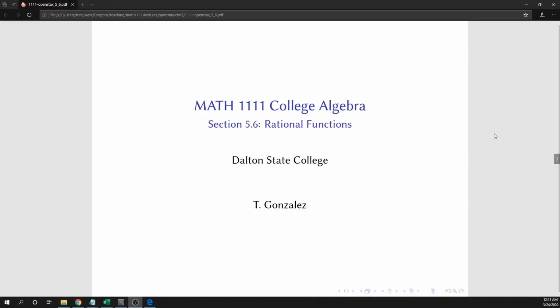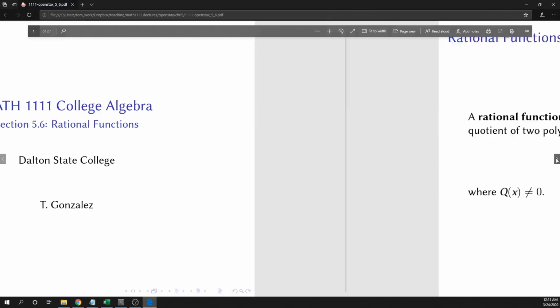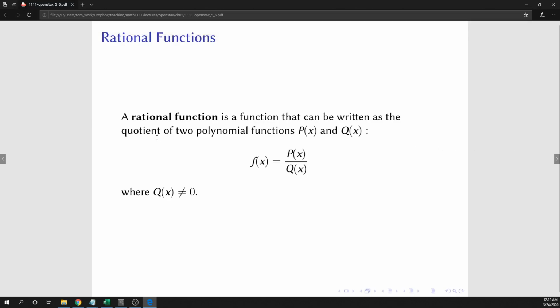In this video, we are going to talk about rational functions. So a rational function is a polynomial divided by another polynomial. A rational function is a function that can be written as the quotient, or division, of two polynomial functions, p of x and q of x. You have p of x on top and q of x on the bottom, and the bottom polynomial is required not to be the zero polynomial.